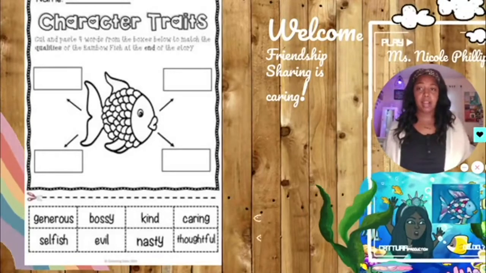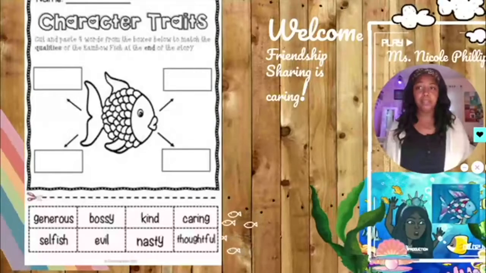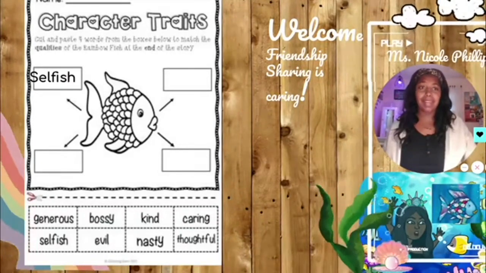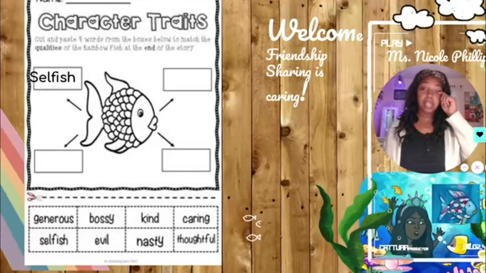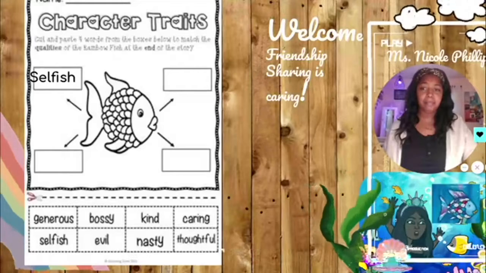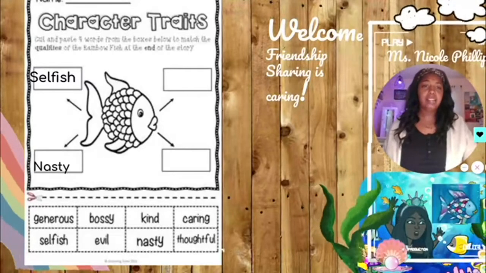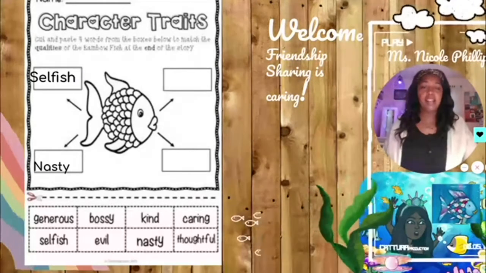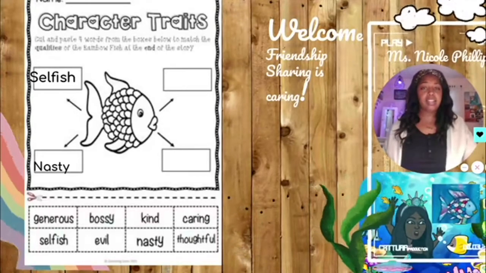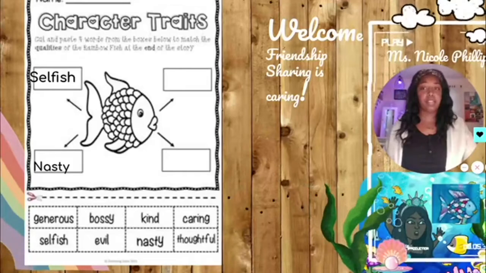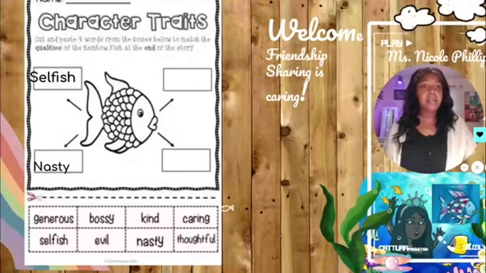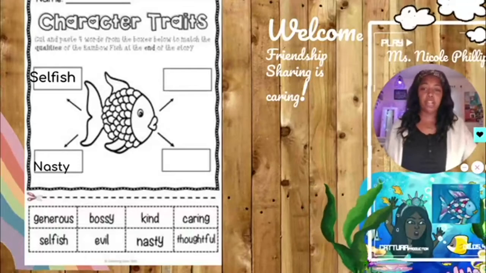Personally, I think that Rainbow Fish was kind of selfish. Yeah. I also think at the beginning of the story, Rainbow Fish was kind of nasty. And I'll say that because at the beginning, the little blue fish came up to him very nicely and said, "Can I have one of your scales?" And he said no. He didn't even think about it. He didn't even want to share.